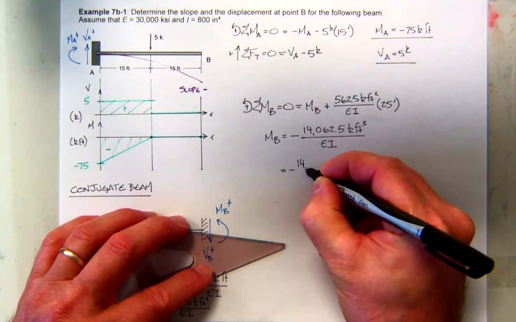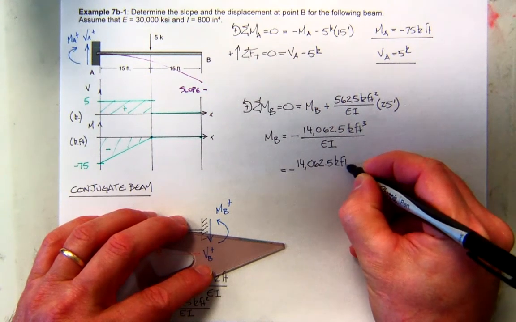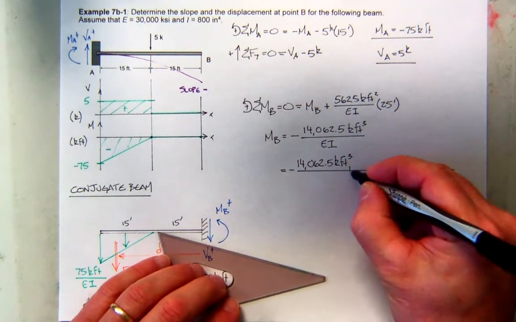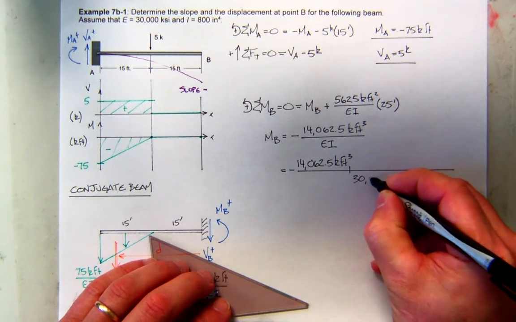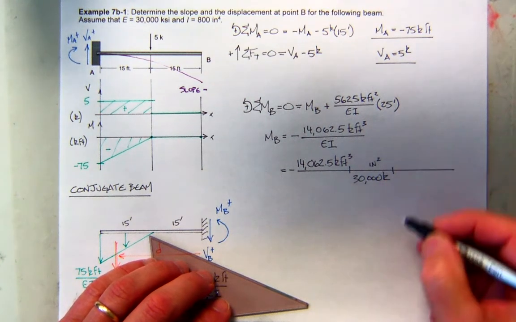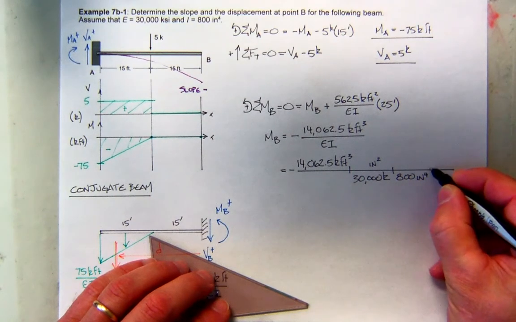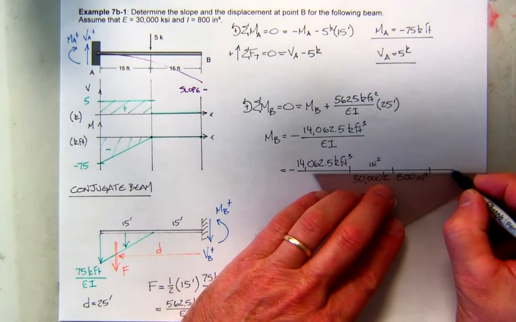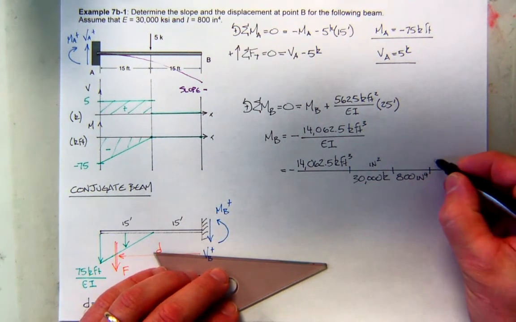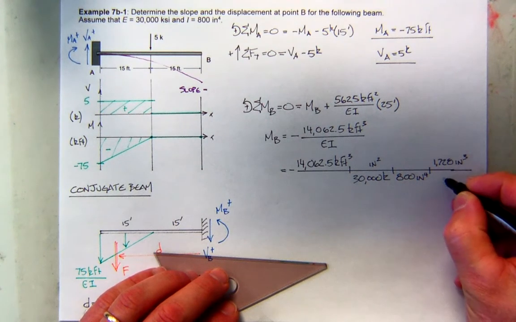So you take your 14,062.5 kip feet cubed, and you got to divide by a few things. First, you divide by 30,000, and that's kips per inch squared. And then you divide by 800 inches to the fourth. And then you need to convert. So I like to convert cubic feet to cubic inches. So I've got 1728 cubic inches in a cubic foot.